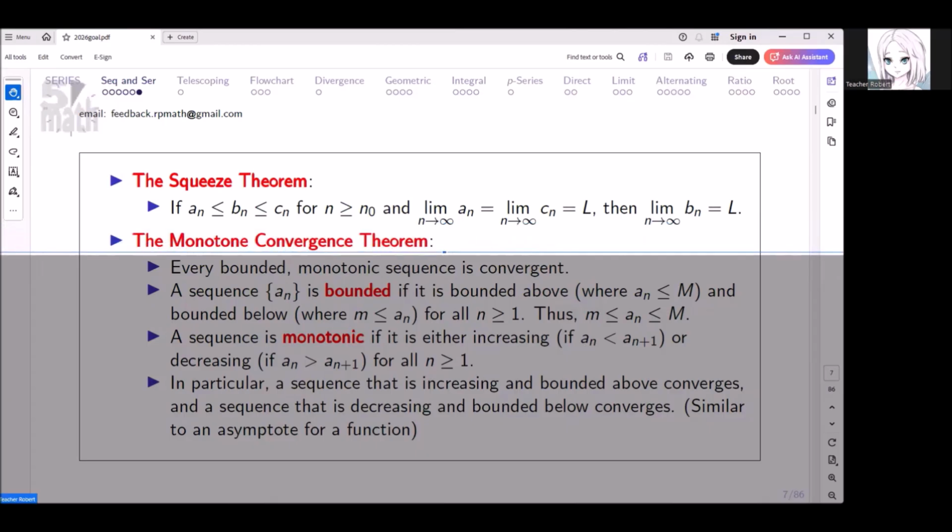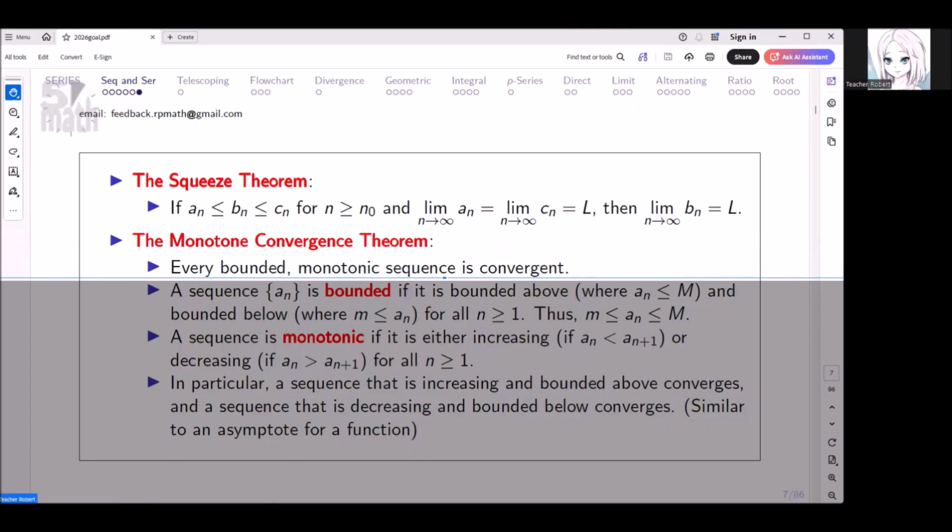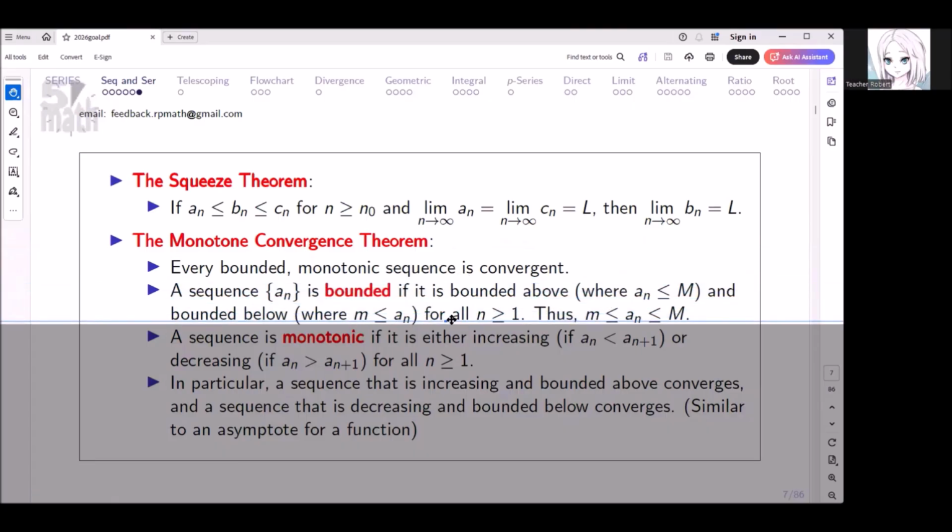The monotone convergence theorem. Every bounded monotonic sequence is convergent. A sequence an is bounded if it is bounded above, where an less than or equal to big M, and bounded below, where m less than or equal to an, for all n greater than or equal to 1. Thus, m is less than or equal to an, which is less than or equal to big M.